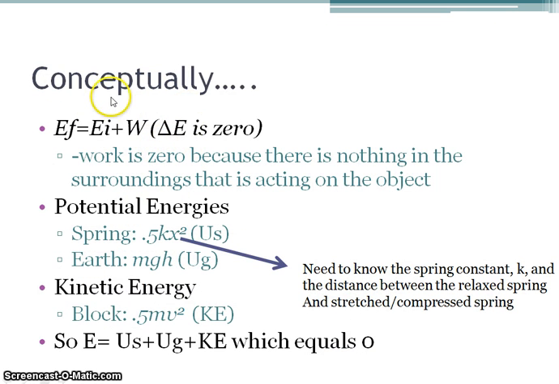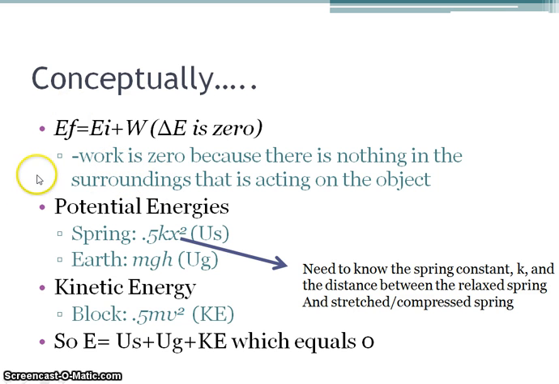So conceptually, we know that the change in energy is equal to work. We can also write this as the final energy equals the initial energy plus work. Work is zero because there is nothing in the surroundings that is acting on the objects. Therefore, delta E has to equal zero.